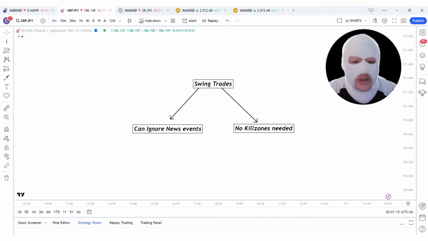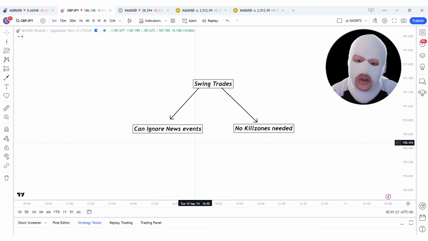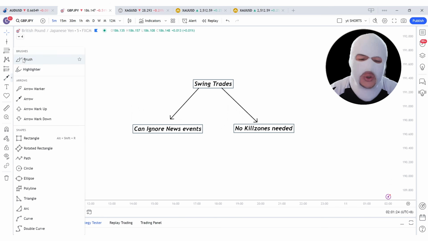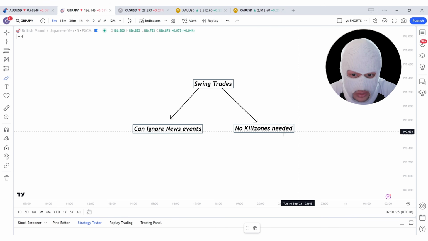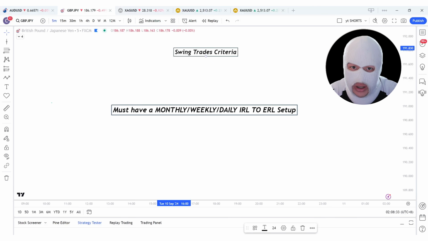The difference between swing trades and lower time frame trades is that number one, you don't really need to pay attention to news volatility for entries. And number two, you don't need to trade inside a kill zone. If you see a setup, you can go right ahead and take the trade.